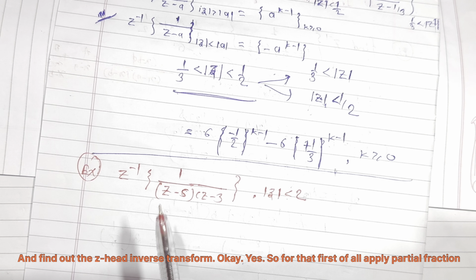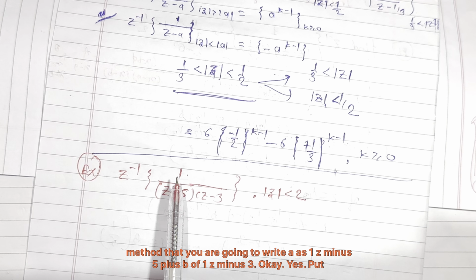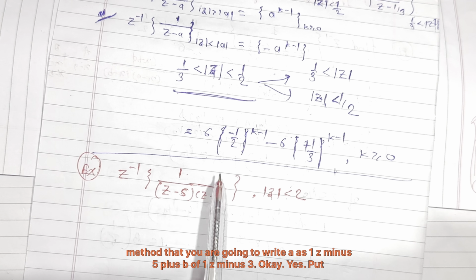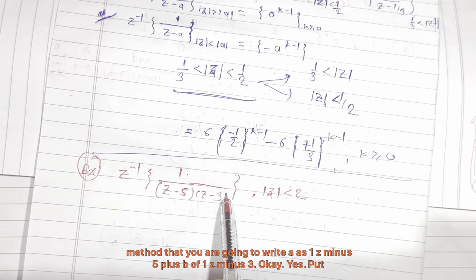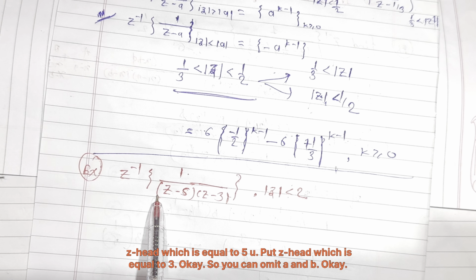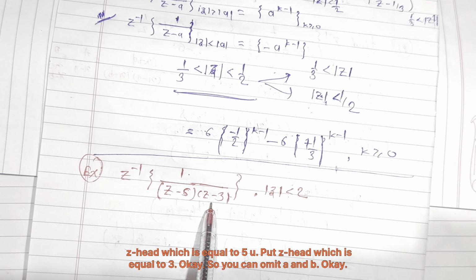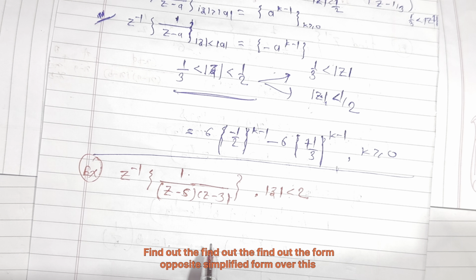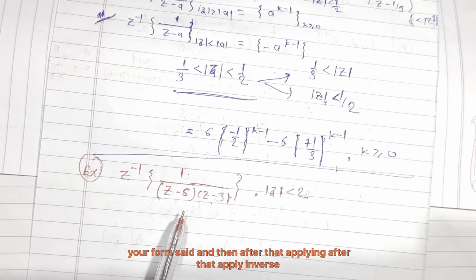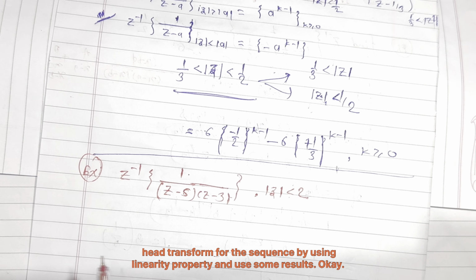For that, first of all, apply the partial fraction method, where you write a upon z minus 5 plus b upon z minus 3. Put z equal to 5, put z equal to 3, so you can find a and b. Find out the simplified form of this f of z, and then apply inverse z transform for the sequence by using the linearity property, and use some results from the last page I gave to you all.